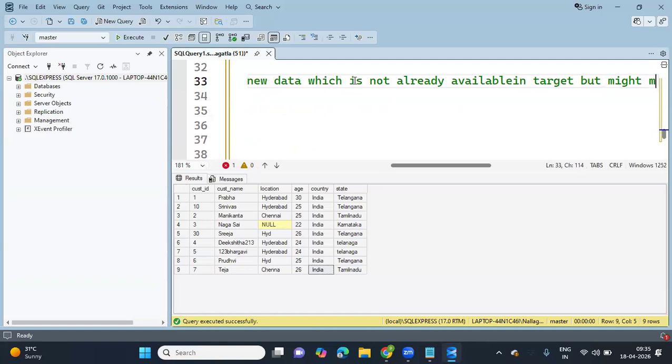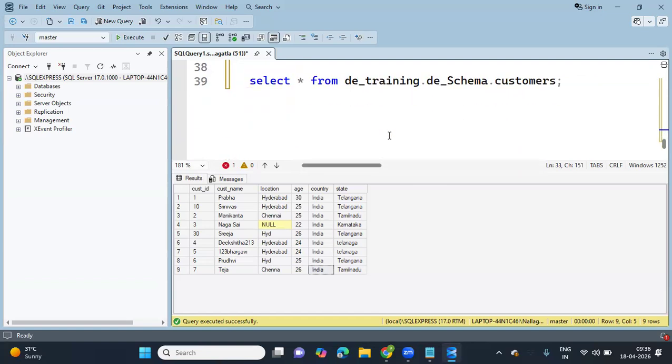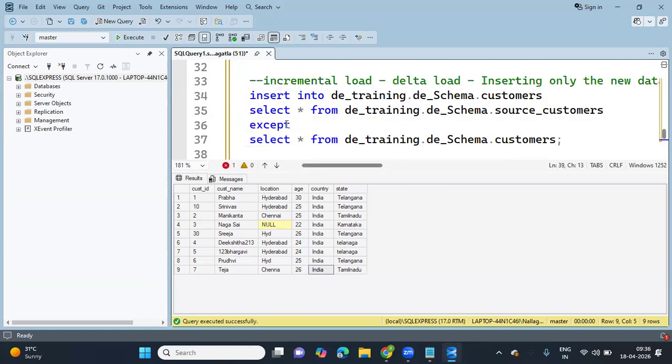Source might have all the data along with new data. Okay, so hope you understood the incremental load. This is one way of doing it, but except is not an ideal way to use it. Except is used whenever you want to know which data is not available. Identifying is fine, but while inserting it is not a best practice because it leads to performance issues in case of huge volumes. So we generally don't do this.